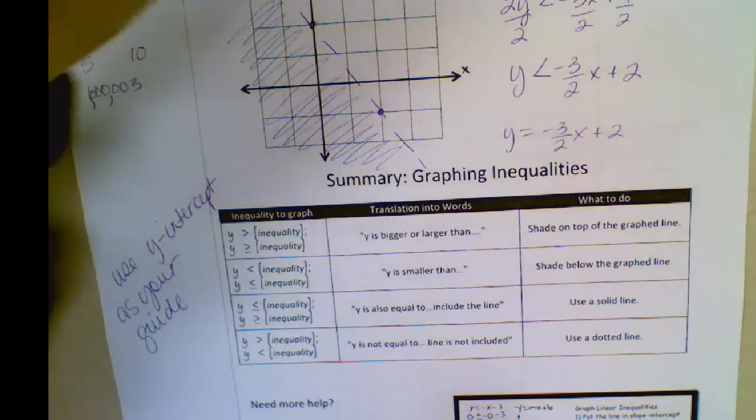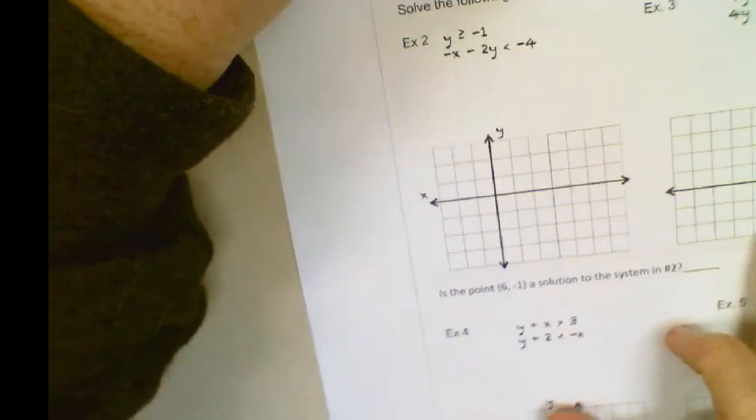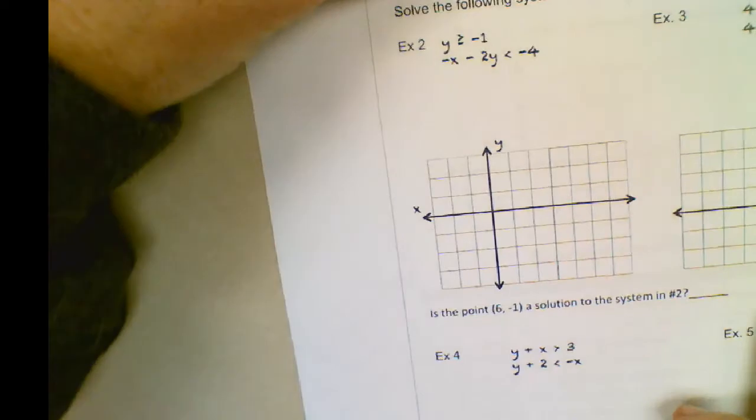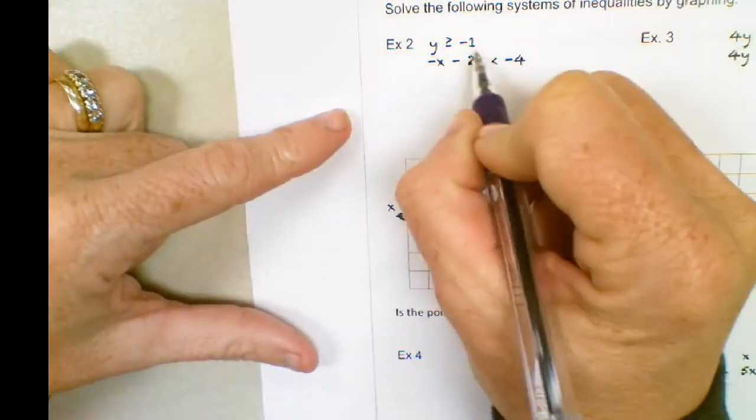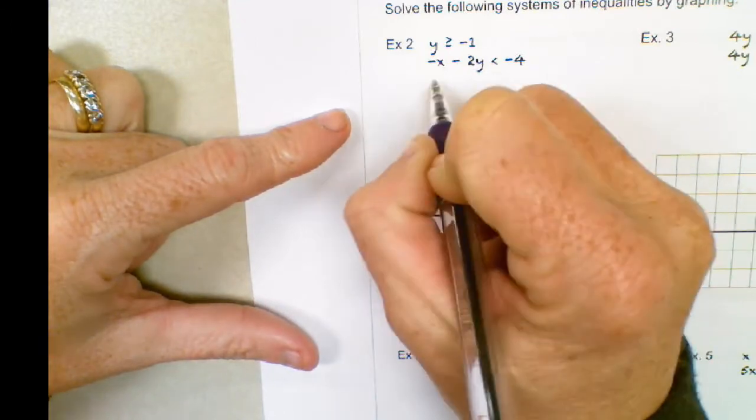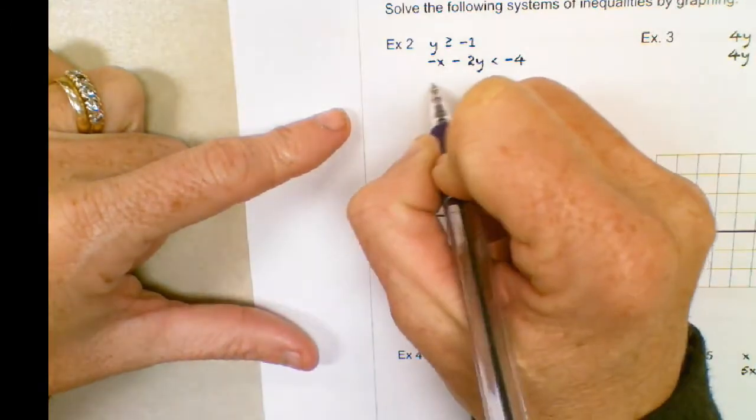Okay? So let's go to the second page. Let's just do some quick ones. Now systems, now you're just graphing 2. So the first thing I would do is make sure that everything's in slope-intercept form. So my first equation's fine. Let's move this one around. So now I need to add the x to the other side.